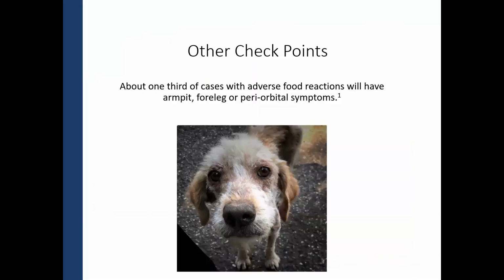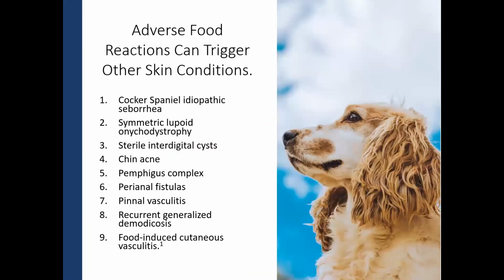About 1/3 of cases with adverse food reactions will have armpit, foreleg, and periorbital symptoms. Adverse food reactions can trigger other skin conditions. So while you may diagnose something separate, the underlying root cause could still be an adverse reaction to food.